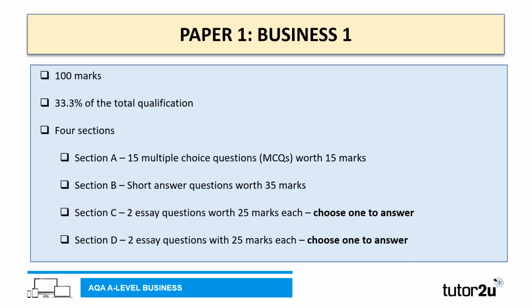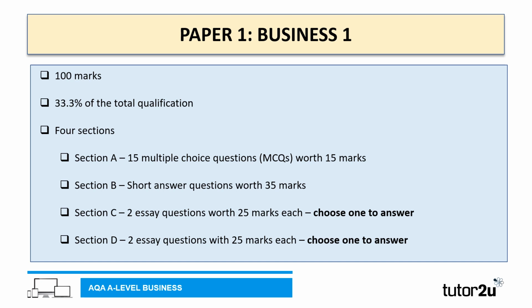Okay, let's dig a little bit deeper into each of the three exam papers, starting, no surprise, with Paper 1, Business 1. Now this paper, worth 100 marks, accounts for 33.3% of the total qualification, and on this paper you will find 4 sections. Section A consists of 15 multiple choice questions, or MCQs, worth 15 marks. Therefore, each multiple choice question is worth 1 mark each. Section B, you have some short answer questions worth 35 marks.